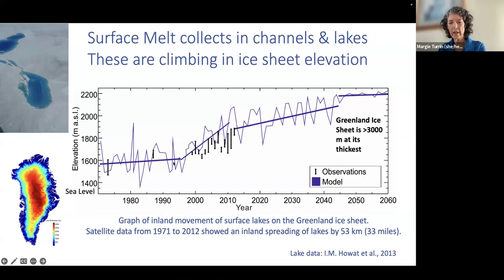And if you look at this graphic, you can see these little black ticks are actual observations where we're seeing these meltwater ponds moving up further on the ice sheet itself. The purple lines are projections or models that are helping us look into the future and think about what might be coming our way. So from 1971 to 2012, you'll see that they spread inland by 53 kilometers. So that's 33 miles that they moved inland.